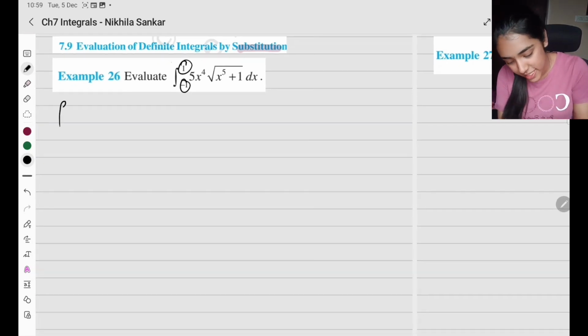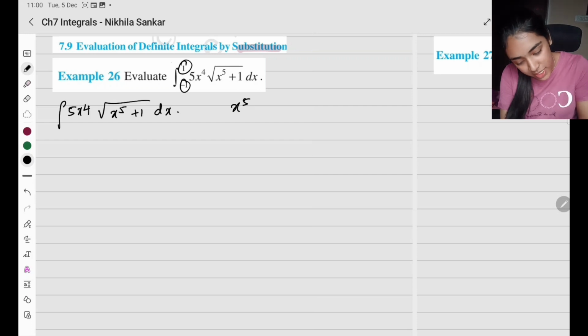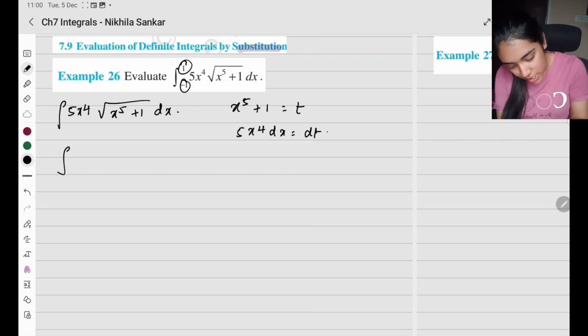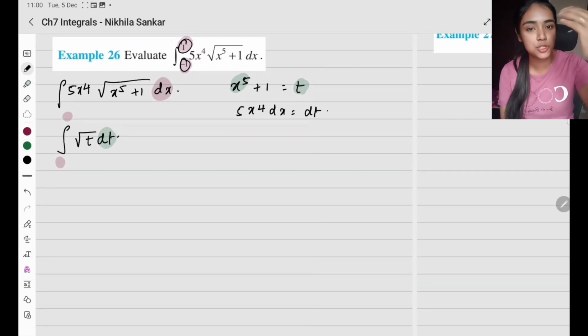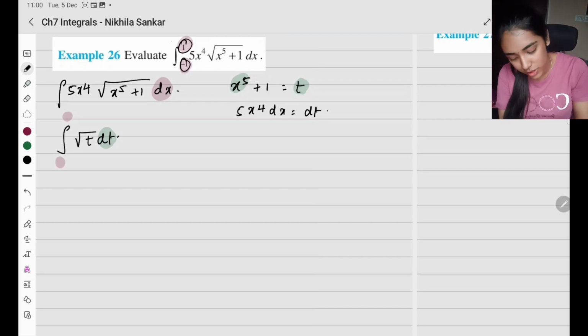So what do we have inside the integral? We have 5x power 4 square root of x power 5 plus 1 times dx. So can we substitute? x power 5 plus 1 is going to be t, and 5x power 4 dx equals dt. You see that it's getting directly substituted. So I have square root of t times dt. But remember, in the integral, we should not put the same integral sign, because my variable of integration was dx but here we have changed the variable from x to t. So let's solve the integral, then substitute the value for x, then substitute the definite integral limits.